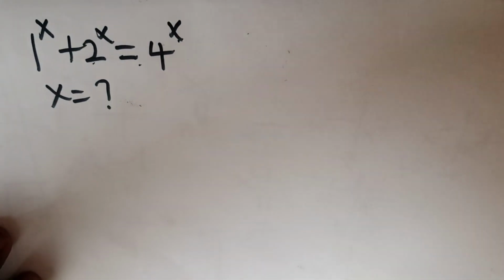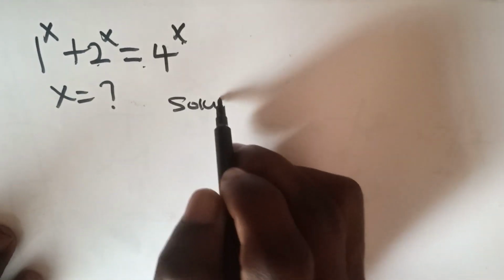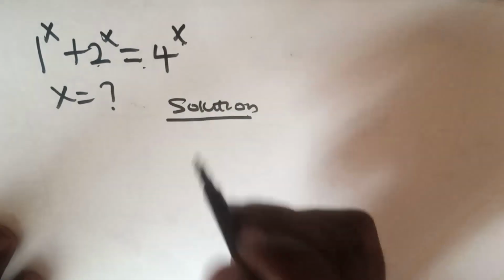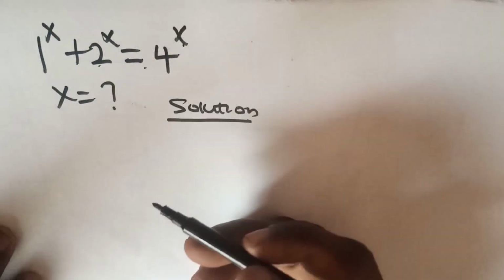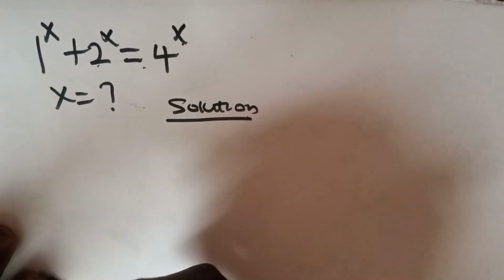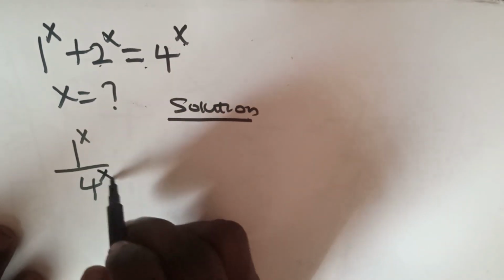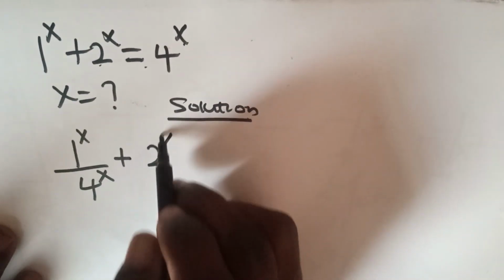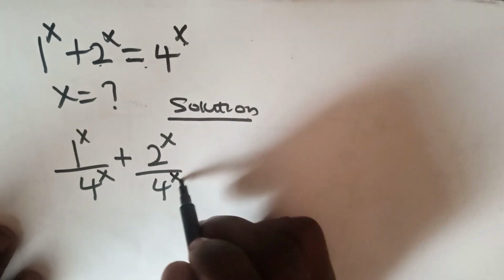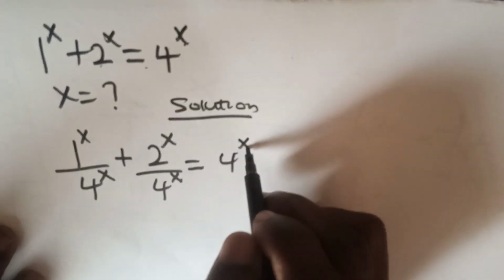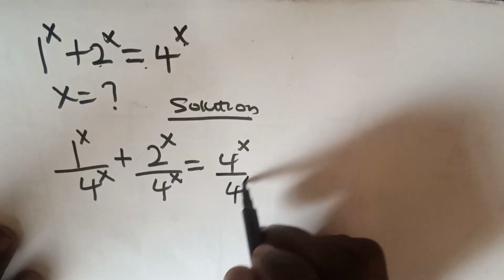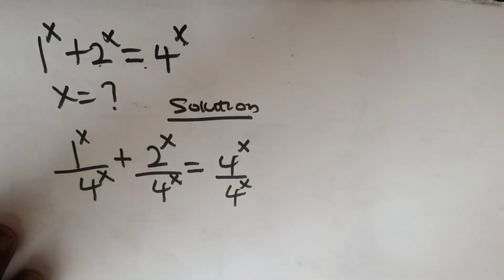So let's dive in. While solving this kind of equation, you will simply write solution. Then you divide through by 4 to the power of x. By the time you divide through by 4 to the power of x, you have 1 to the power of x all over 4 to the power of x plus 2 to the power of x all over 4 to the power of x equals 4 to the power of x all over 4 to the power of x. Amazing.